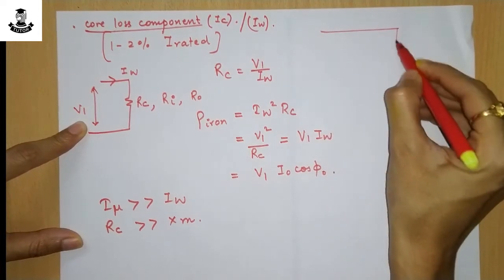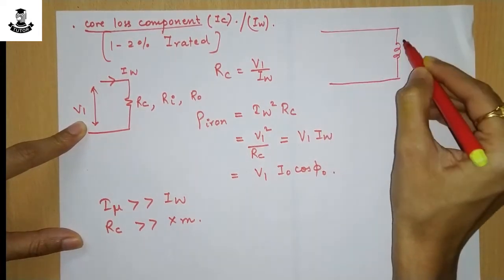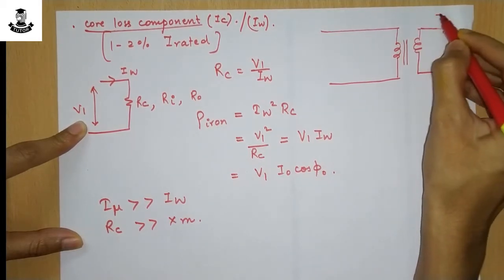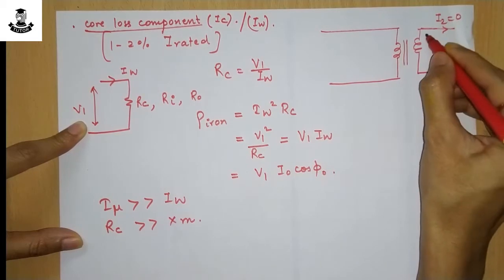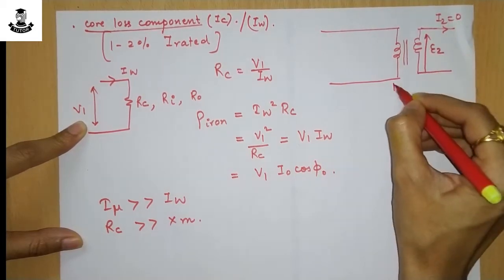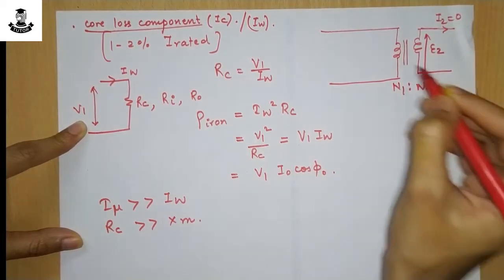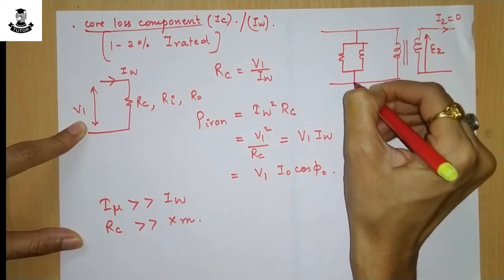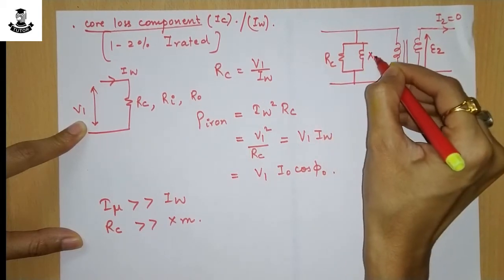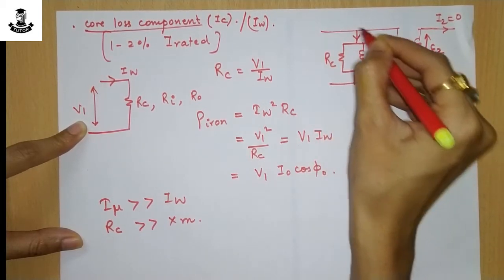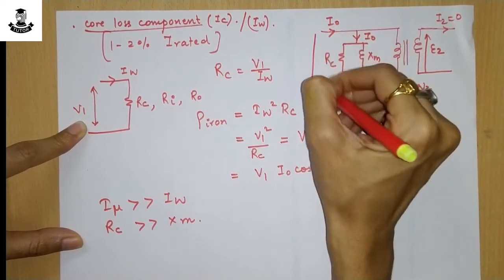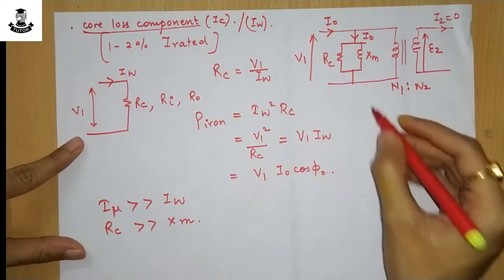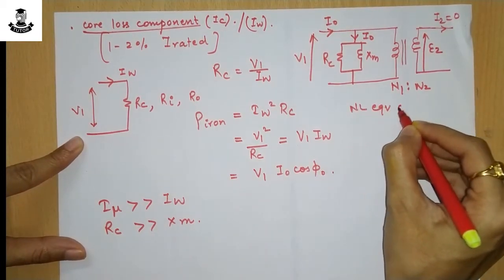Now, let us see what is the equivalent circuit of the transformer under no load. We know this is the primary side of the transformer. This is the secondary side of the transformer. This is under no load. Therefore, I2 is 0. This is the induced EMF E2. Turns ratio N1 is to N2. Here we are having the no load branch. This is RC, Xm, the no load current I0, and the same is drawn from the supply V1. This is known as the no load equivalent circuit of the transformer.